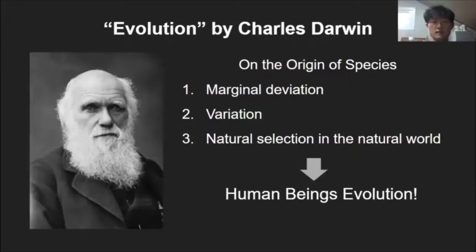However, Darwin said that even the marginal deviations of each species are important, and it is crucial to understand how each species could survive with those deviations. Darwin made variation among individuals of the same species central to understanding the natural world.